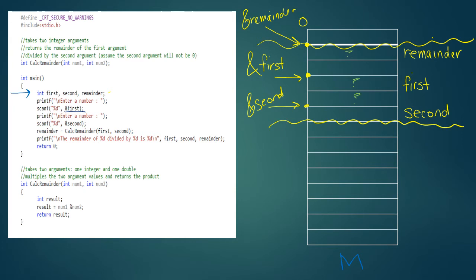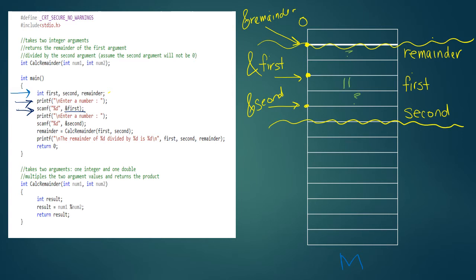So we've finished the first statement. We've declared the variables. The next statement is going to print a message onto the screen. And then this statement is going to ask the user to give a value for the variable called first. So we're going to get a value for first, and say the user is going to enter the number 11.